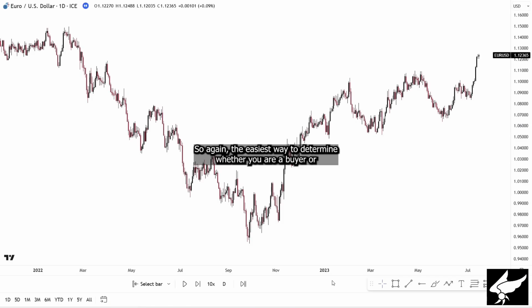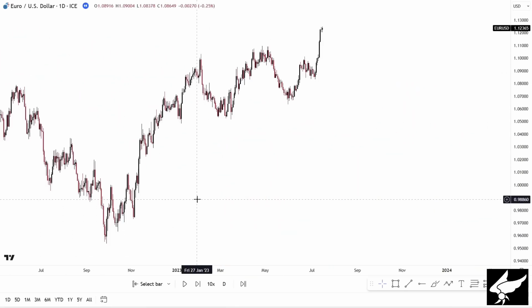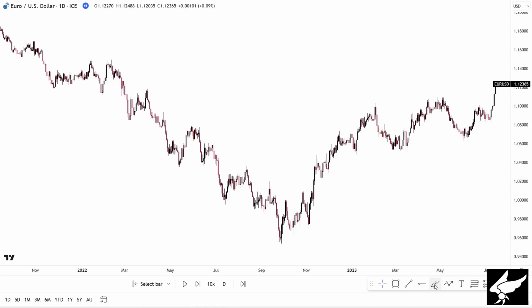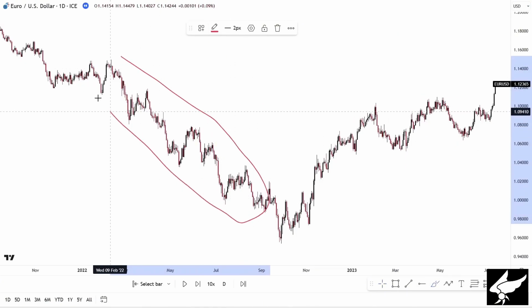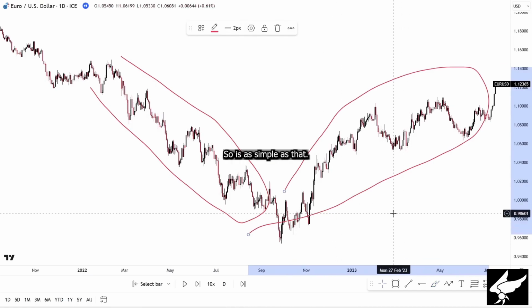So again, the easiest way to determine whether you are a buyer or a seller is to simply look at the swings. And the easy trick is you could always zoom out to get a better view. And as you can see here, price is making lower lows and lower highs, and here price is making higher highs and higher lows. So it's as simple as that.